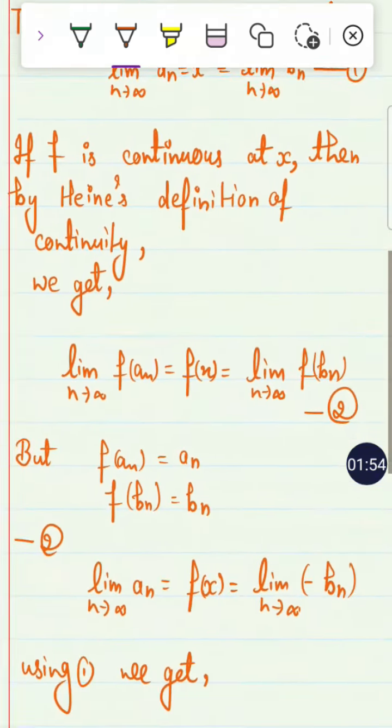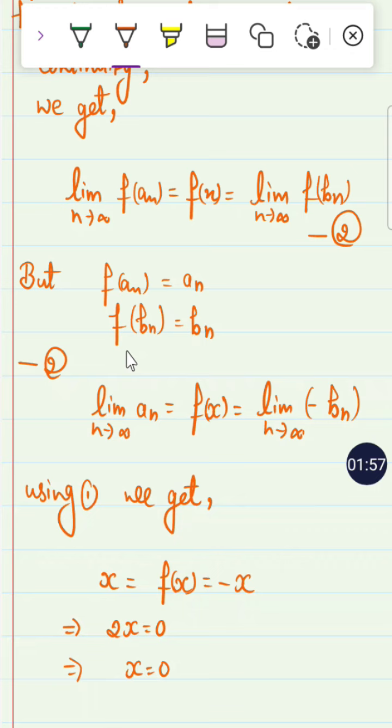So this gives that the limit as n tends to infinity of f of a_n is a_n, and the limit as n tends to infinity of f of b_n is minus b_n, because b_n is an irrational number. So the function's values differ, and then f(x) equals x equals minus x. This gives x equals minus x, 2x equals 0, and x equals 0. So the point x equals 0 is the only point where the function is continuous.